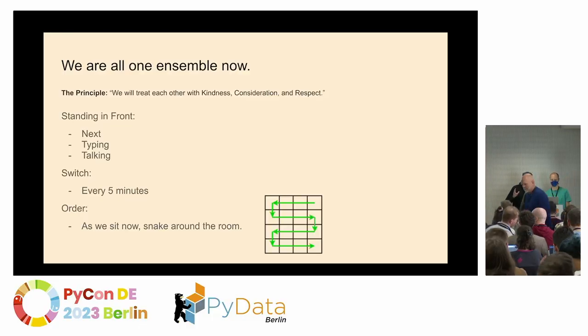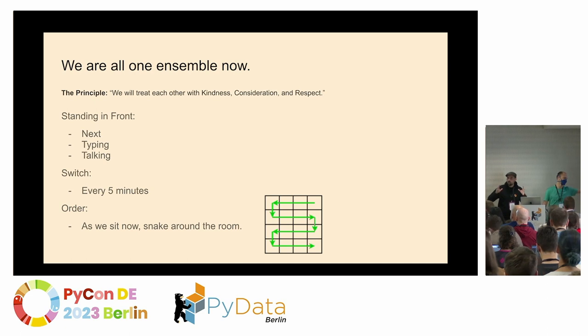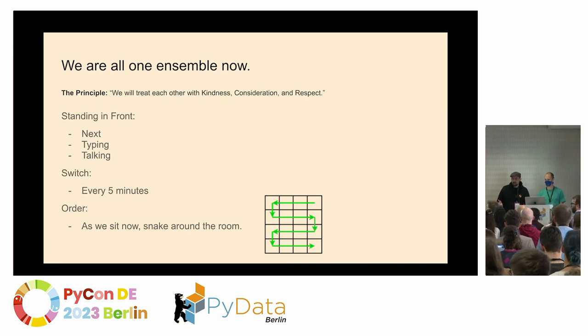So the way this works, first of all, just stand here. As a principle, we want to be very patient with each other. We want to be kind. We will treat each other with consideration and respect. And it is perfectly fine to not know something or to do something wrong. It's perfectly fine to make mistakes here, okay? We are not laughing at anybody, and we will slow down for even the slowest person. We are just here to learn, and we want to support each other. That's the main principle.